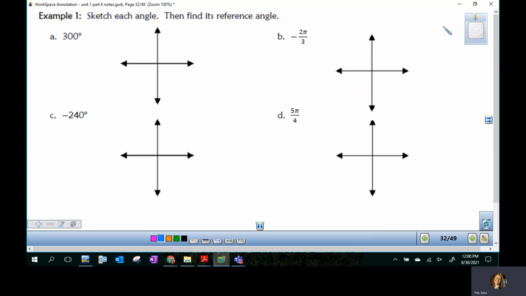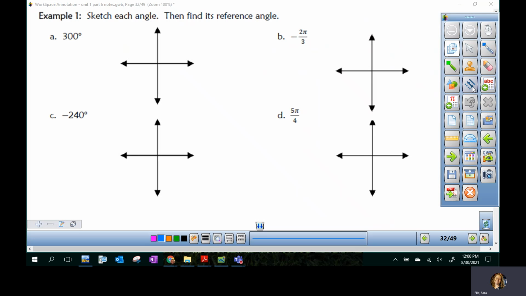So we're going to try that with example 1. We're going to sketch the angles in standard position and give their reference angle. Okay, so where would 300 degrees be? What quadrant? Quadrant 4, because if I go, this is 90, 180, 270, so 300 would be here-ish.